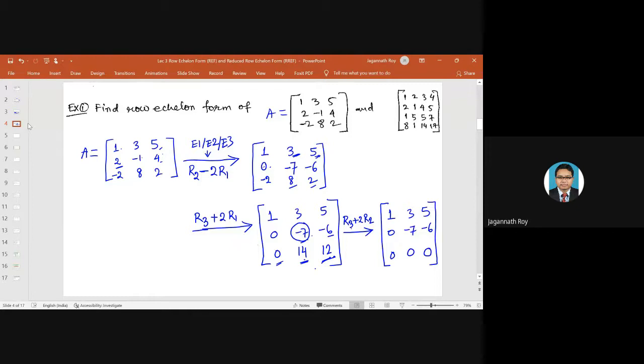Now we can see that this is the row echelon form, it is in REF.